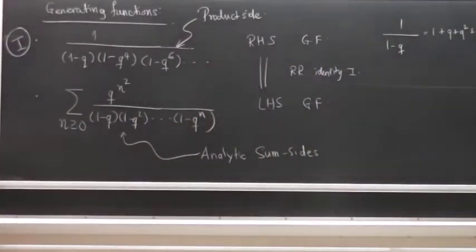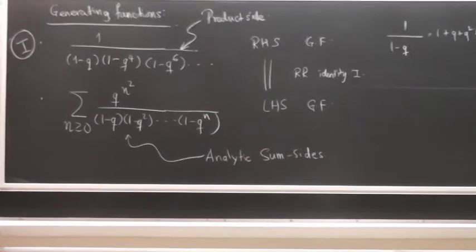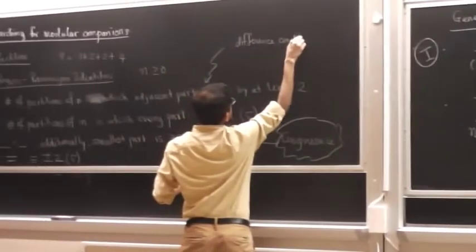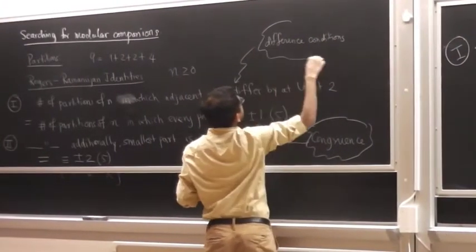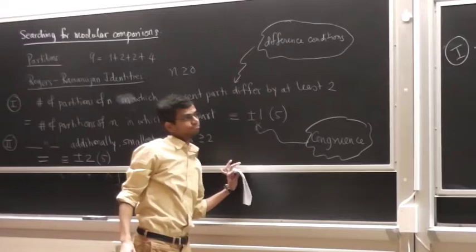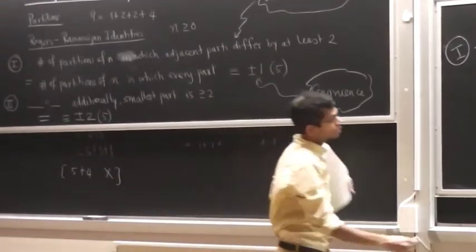As I said, the product side is very easily the same as the congruence conditions. So these are called the congruence conditions. And on the left hand side here, I'll just call them difference conditions. Now we have 4 things here.